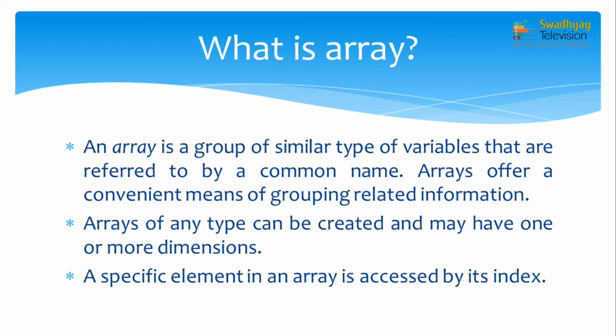So, first we start with what is an array. We can define an array as a group of similar type of variables that are referred to by a common name. Array offers a convenient means of grouping related information. Suppose you want to relate multiple data of the same type, then you can use array. Array of any type can be created and may have one or more dimensions. Now, we can have array of integers, we can have array of float, even we can have array of objects also.